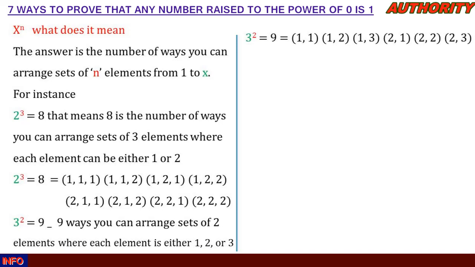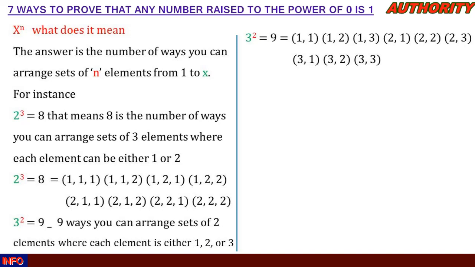The next one, we're going to have 1, 3. The next one, we're going to have 2, 1. The next one, 2, 2. The next one, 2, 3. The next one, 3, 1. The next one, 3, 2. The next one, 3, 3.